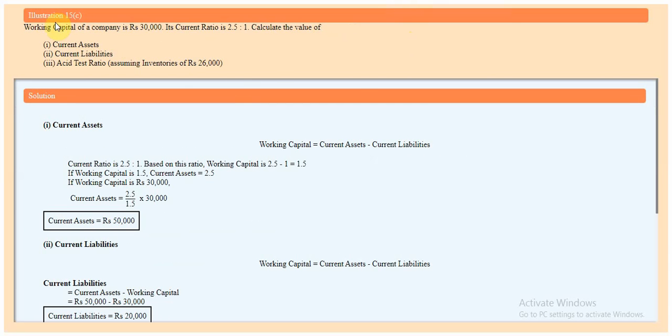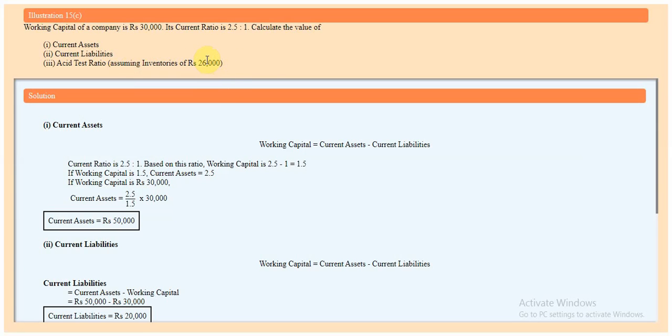This illustration is 15C. Working capital of a company is rupees 30,000 and current ratio is 2.5 is to 1. They are asking us to find out current assets, current liabilities and asset test ratio. Asset test ratio is what? Asset test ratio is quick ratio. And they have also given an additional information, which is inventories is assumed to be 26,000.